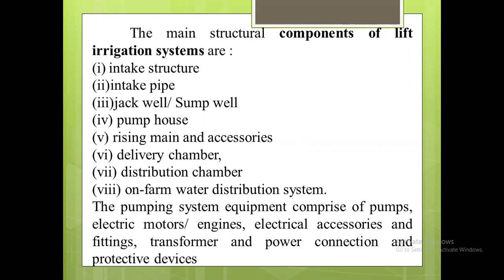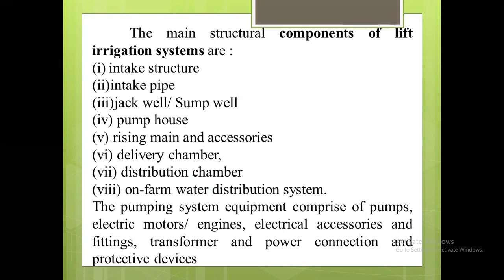Now, first is intake structure. The intake structure means intake well. An intake well is a small diameter well constructed in the river near its bank to direct the river water and deliver it into the jack well or sump well through an intake pipe.